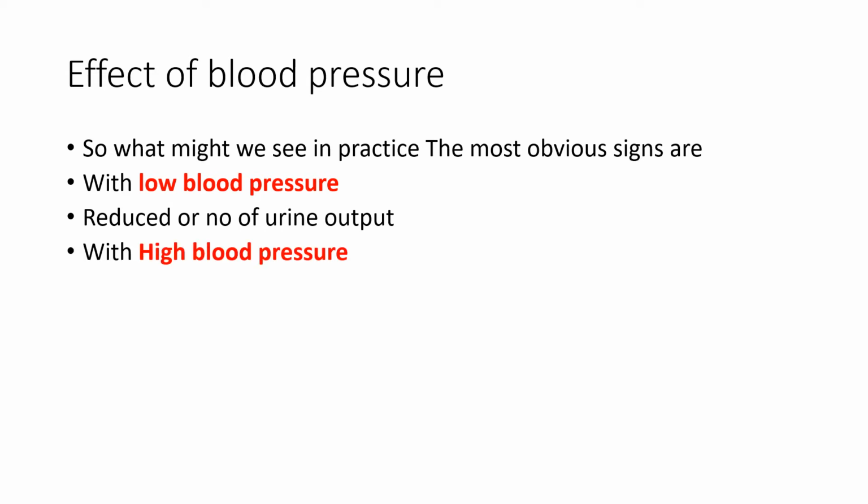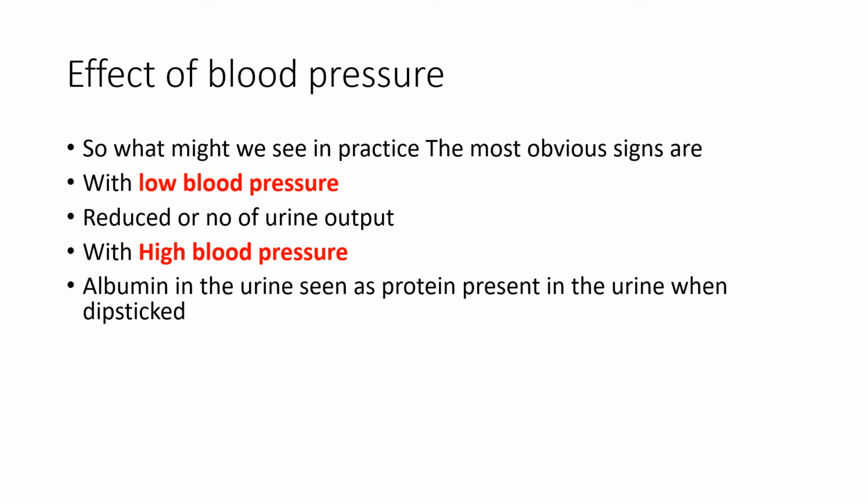Or with high blood pressure. The classic signs here, yes, you'll see the high blood pressure, the low blood pressure when you do the obs and work out the NEWS score, but with high blood pressure, one of the classic signs is albumin in the urine. So albumin is one of the blood proteins. And if the blood pressure is that high, it's forcing proteins into the Bowman's capsule and hence into the kidney and into the urine. You'll see it present in the urine when you dipstick it. You'll come up positive for protein. So that should alarm you that there's a potential issue there for possible high blood pressure or possible kidney damage related to that.